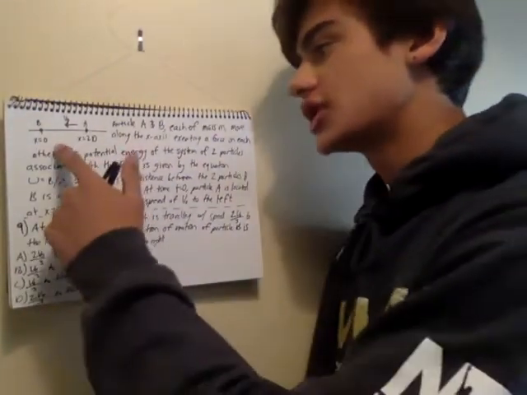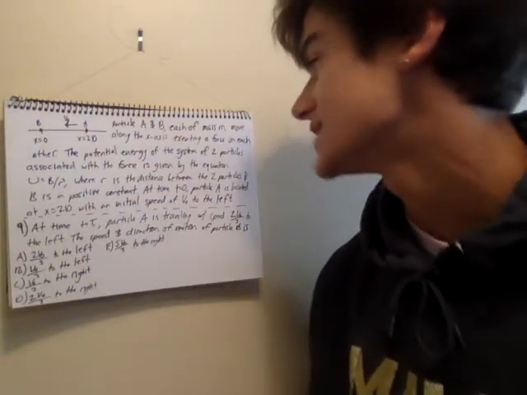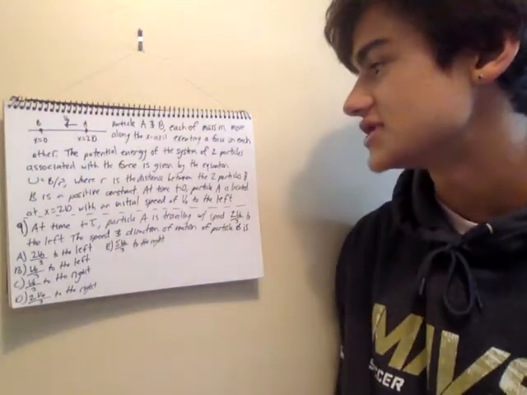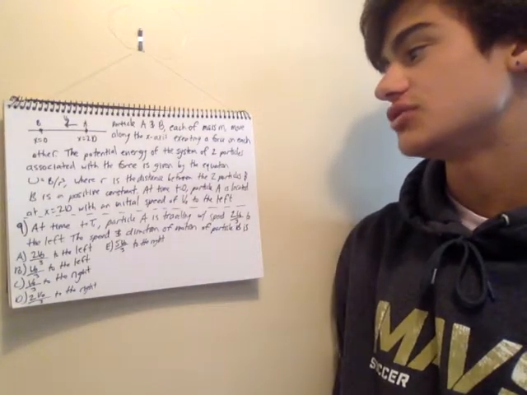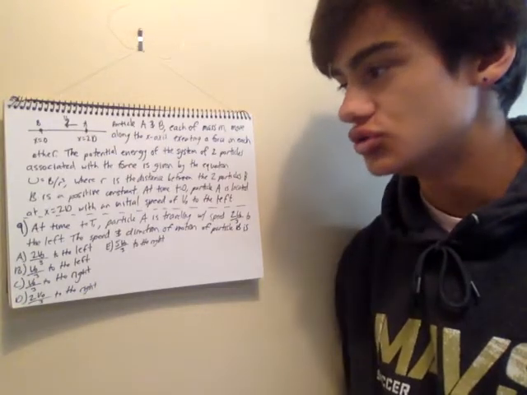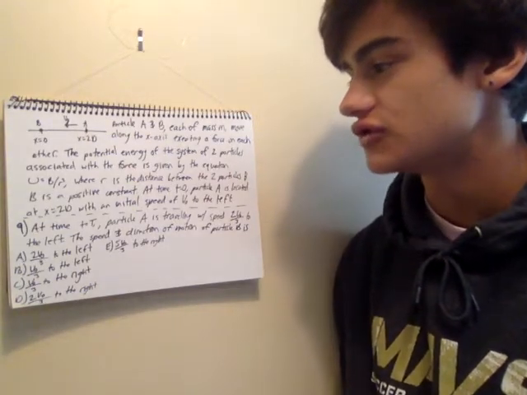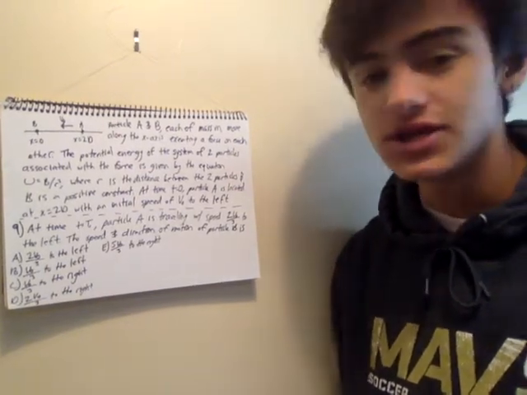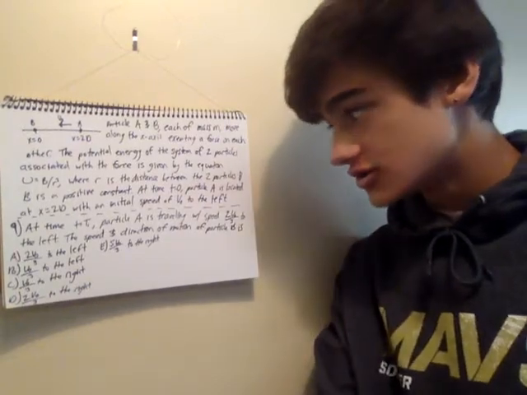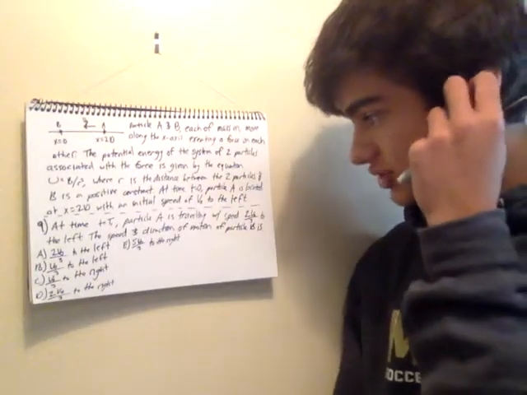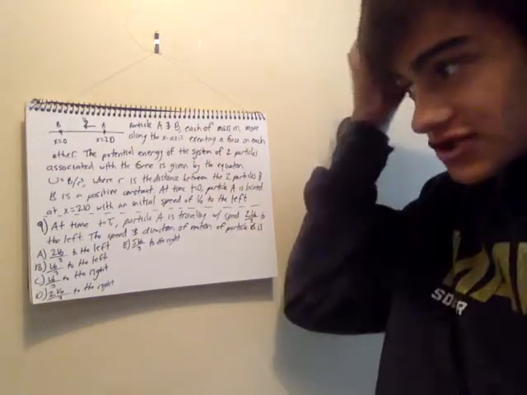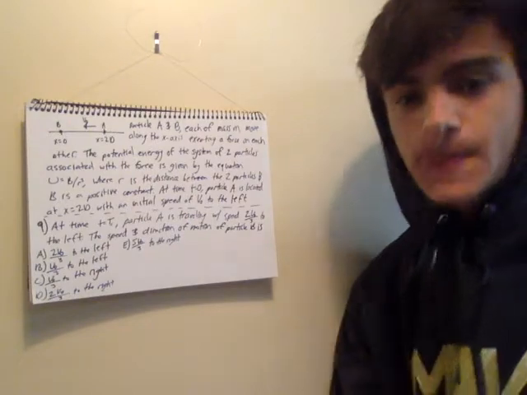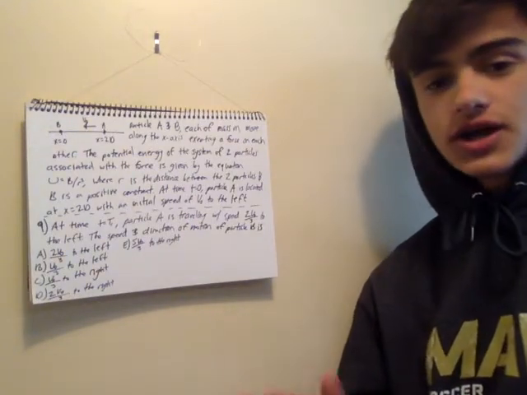So here's a little diagram of it. Particle A and B, each of mass m, move along the x-axis, exerting a force on each other. The potential energy of the system of the two particles associated with the force is given by the equation U, that's potential energy, is equal to B over R squared, where R is the distance between the two particles and B is a positive constant. At the time t equals 0, particle A is located at x equals 2d with an initial speed of v naught to the left.